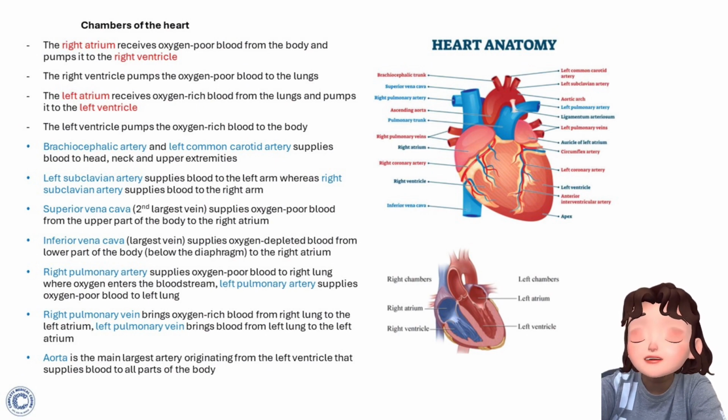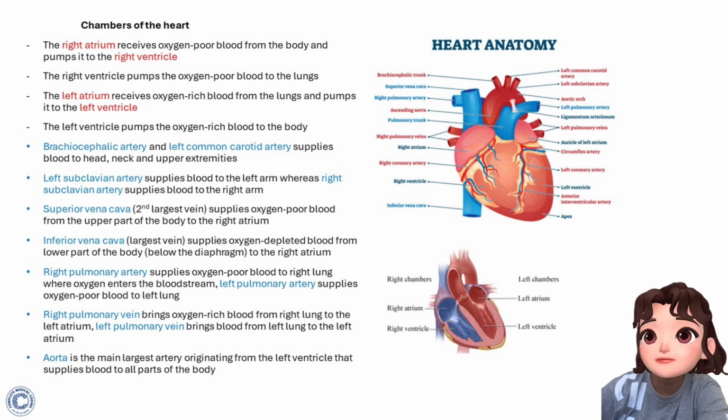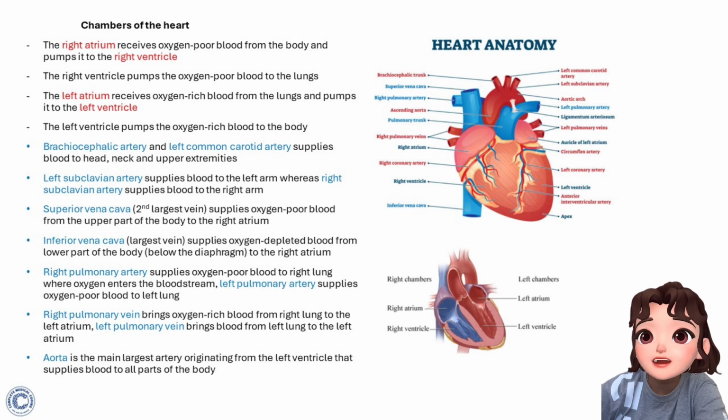Okay, then comes the aorta. Aorta is the main largest artery originating from the left ventricle that supplies blood to all parts of the body. Through the aorta, you receive the pure oxygenated blood. Through the aortic valve, it supplies all oxygenated blood from the heart to all parts of the body. So aorta is the main largest artery, and it is originating from the left ventricle.